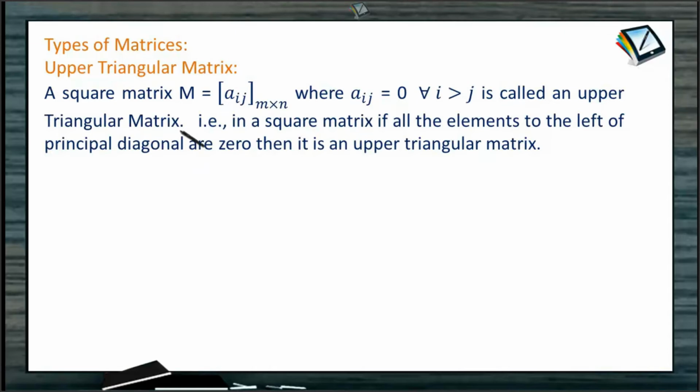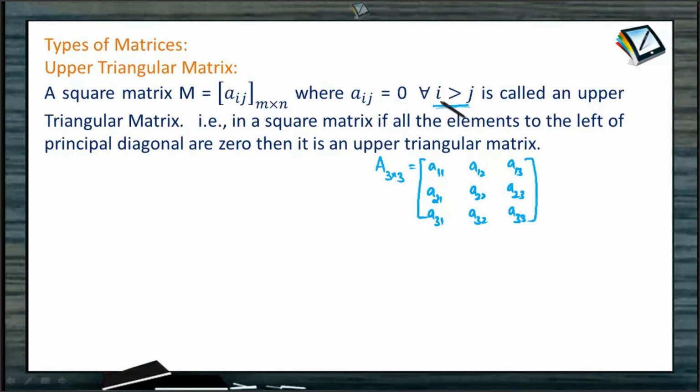Let's understand what an upper triangular matrix is. A square matrix where Aij becomes 0 whenever i is greater than j. That means if the row number is more than the column number, the element is 0. Then such a matrix is called an upper triangular matrix. Now let us see an example of a 3 by 3 matrix. In a 3 by 3 matrix, how will the entries be? Yes, we will have A11, A12, A13, A21, A22, A23, A31, A32, A33, right?